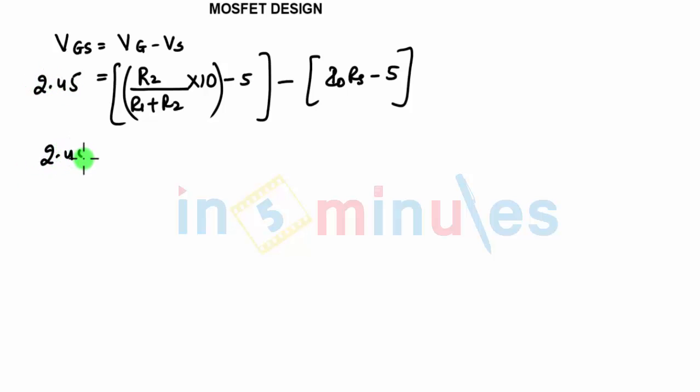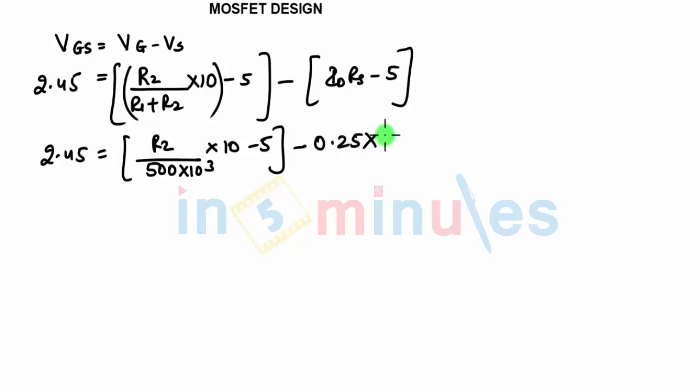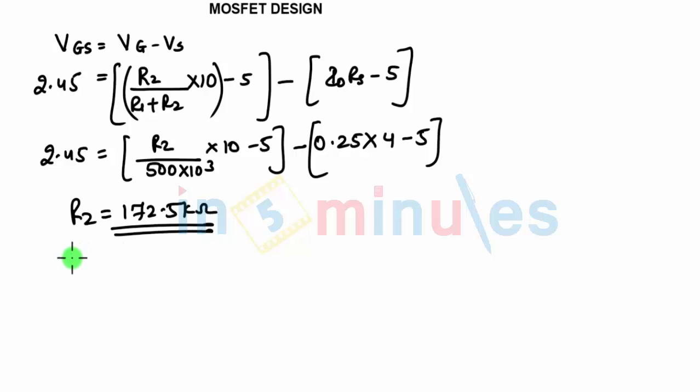You can say 2.45 equals R2 upon R1 plus R2, we have found 500 kilo ohms, into 10 minus 5 minus ID is 0.25, RS is 4 kilo ohms, minus 5. This will give you the value of R2, which is 172.5 kilo ohms. We know the total is 500k, so we can find R1 by subtracting R2 from 500k, so it should be 327.5 kilo ohms. Once you are done with this, you need to redraw the diagram.